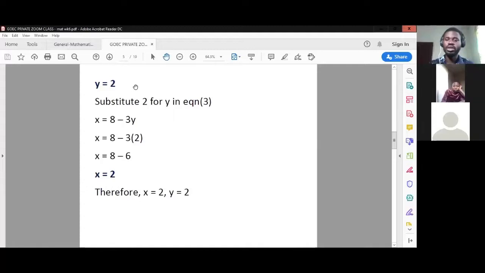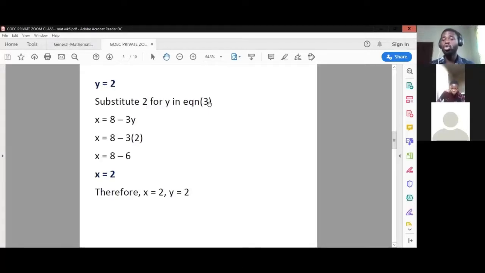So we now have y is equal to 2. We have gotten y. Now that we have gotten y, we'll substitute 2 for y in equation 3 because we want to get x now.